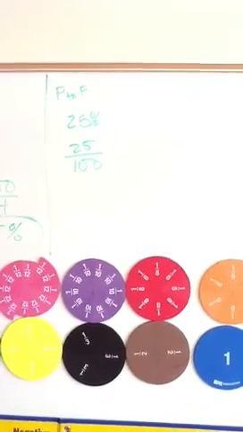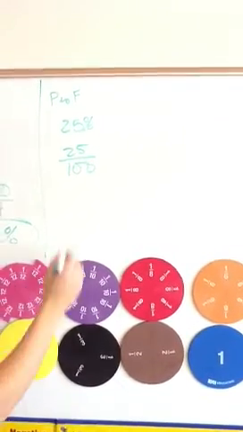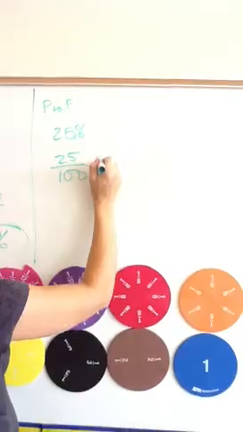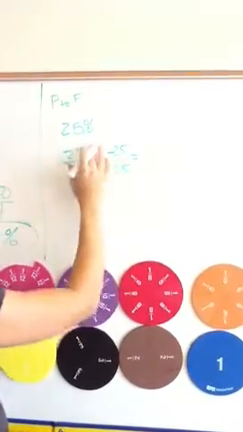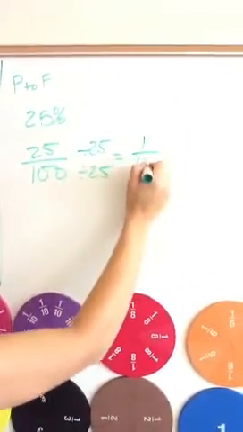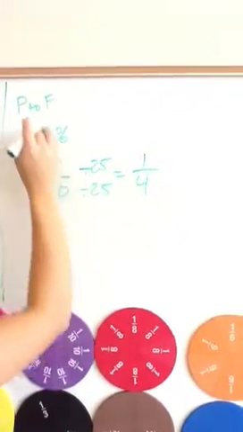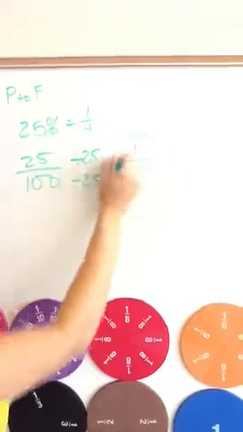Remember, that's finding the greatest common factor. And my greatest common factor for 25 and 100 is 25. So I'm going to divide top and bottom by the same number. 25 divided by 25 is 1. 100 divided by 25 is 4. And now I've gone from percent to fraction.